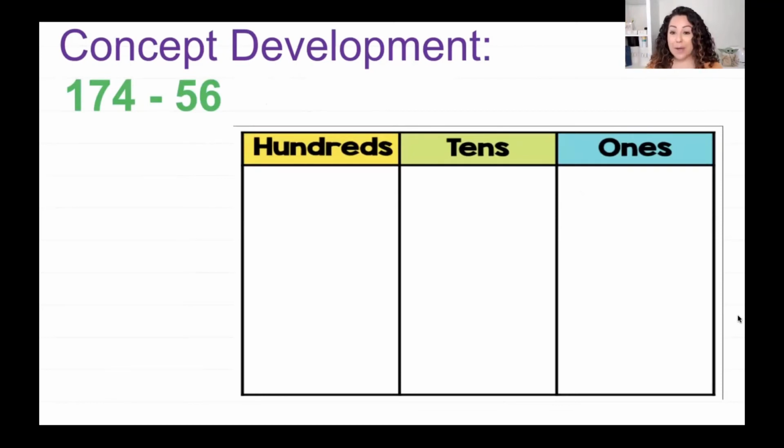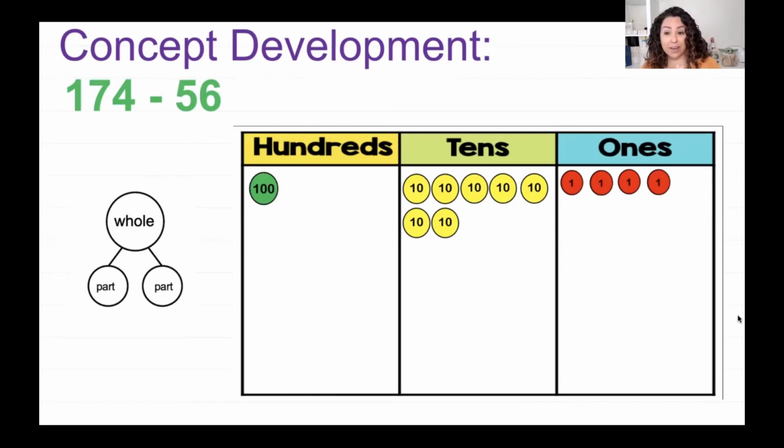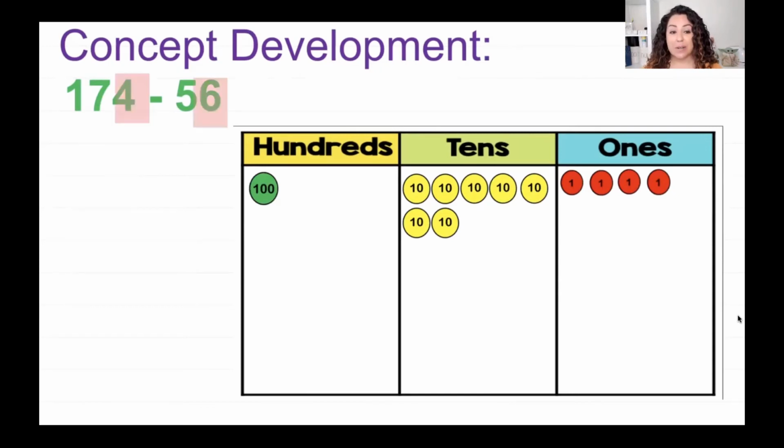Okay, now we need to make our number. So 174, that's 100, 7 tens, and 4 ones. Now, just as a reminder, when we have the whole and we're taking away a part, we don't need to create another number. We need to analyze and look at our numbers to see if we need to do any unbundling. So let's go ahead and look at the numbers in our ones place.